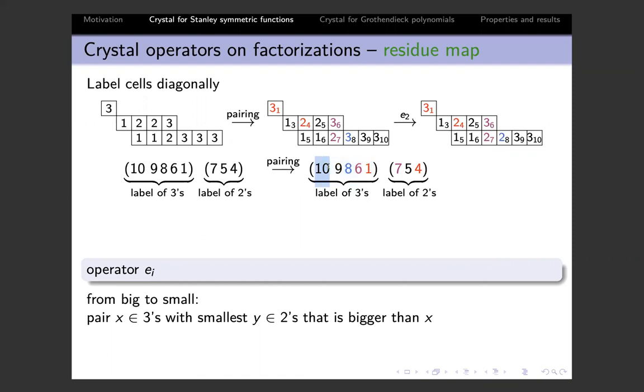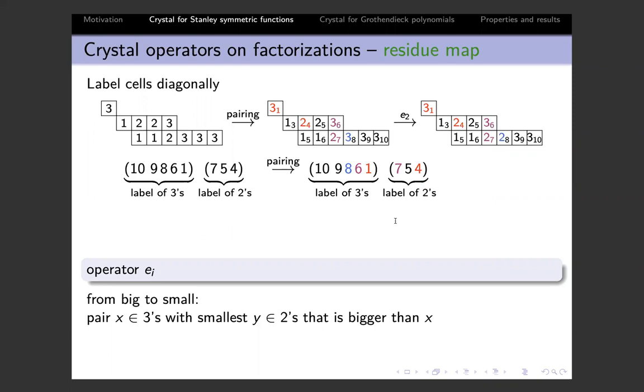So in particular, the 10, there's nothing bigger in this factor, so it's not paired. Same for the 9, same for the 8. But for the 6, there is a letter that is bigger in the right factor, namely the 7, and that's the smallest one that is bigger. So I'm going to pair the 6 with the 7. And then similarly, the 1 is paired with the smallest number that's bigger in the right factor. So the 1 is paired with the 4. And as you can see, the coloring is the same as in the tableau, right? So this is actually the same pairing as what we've done previously under this map.